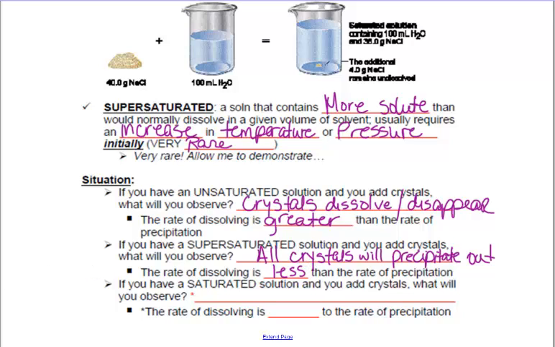So if you have a saturated solution and then you add crystals, what will you observe? Okay, well, if you look back at our example up here, whatever is undissolved then sinks to the bottom. So crystals will sink to the bottom. And then at this point, remember what we said about saturated solutions. If it's at equilibrium, then the rate of dissolving is equal to the rate of precipitation. And that's why we say at this point that it is at equilibrium.